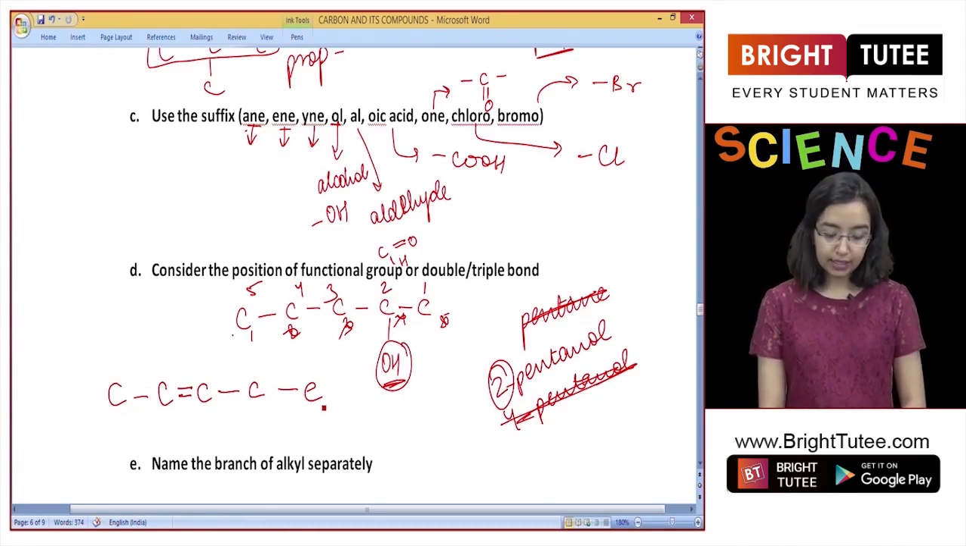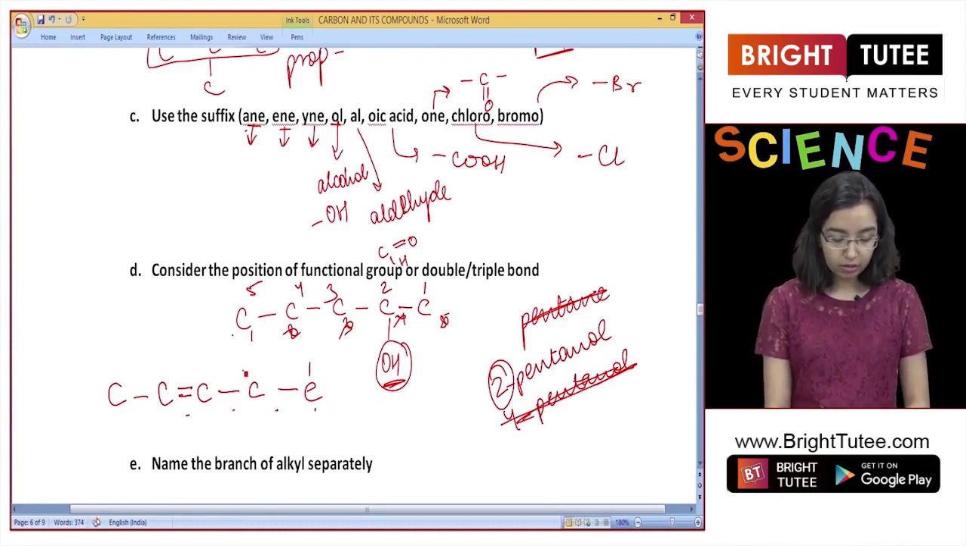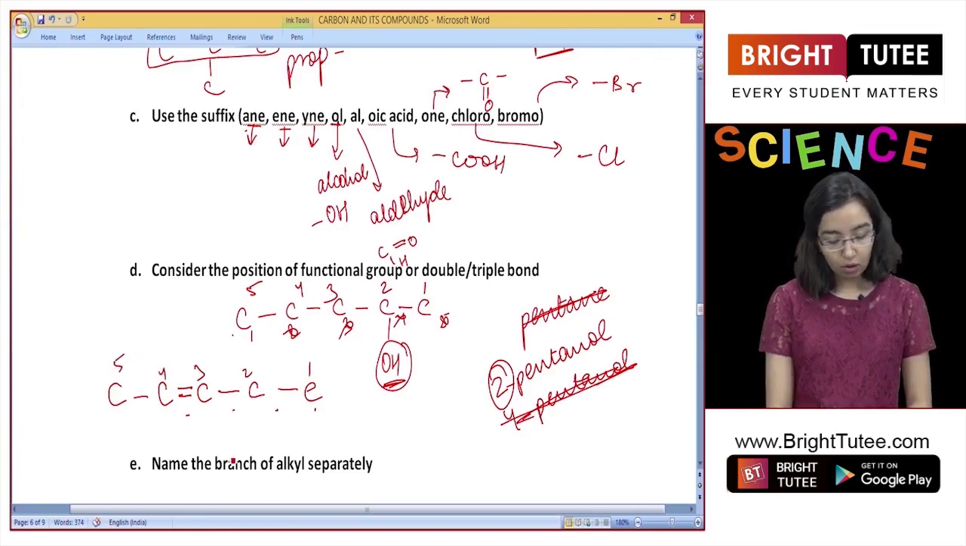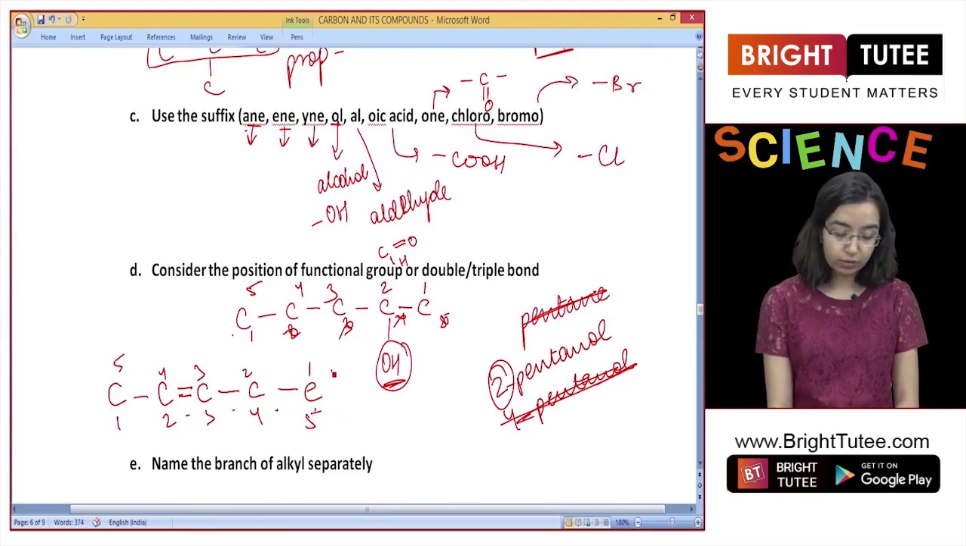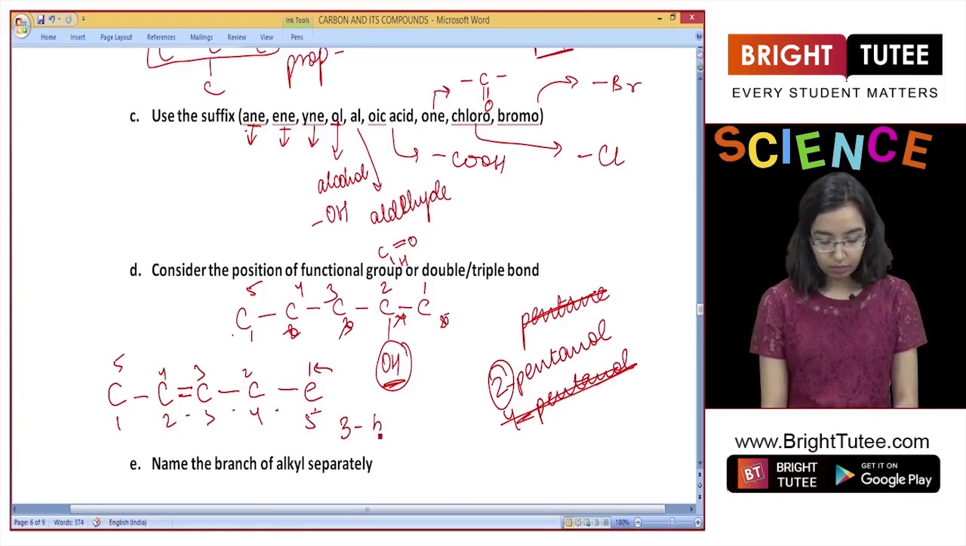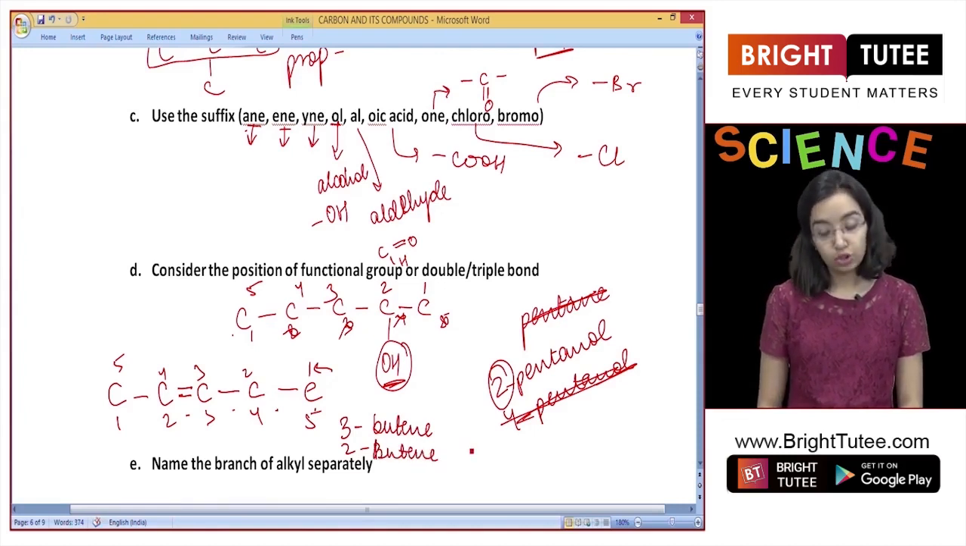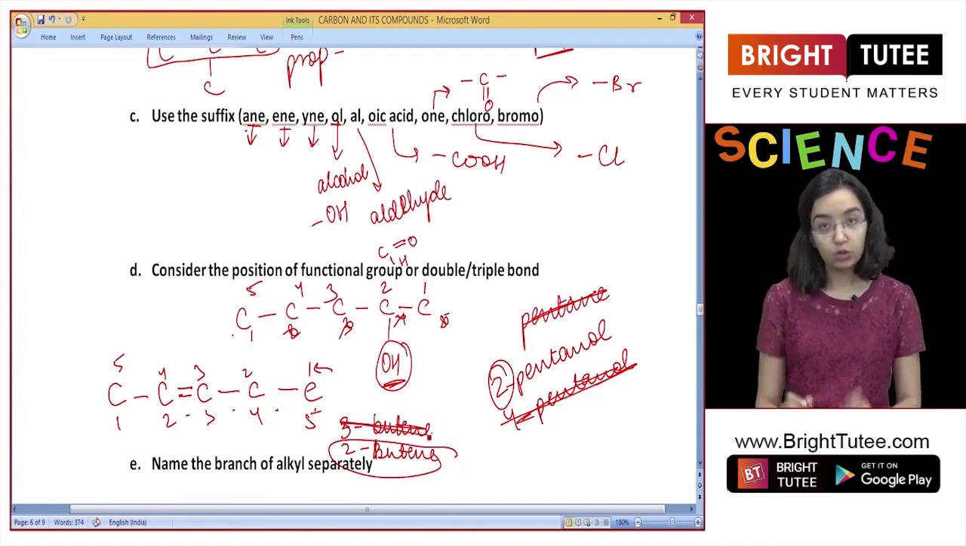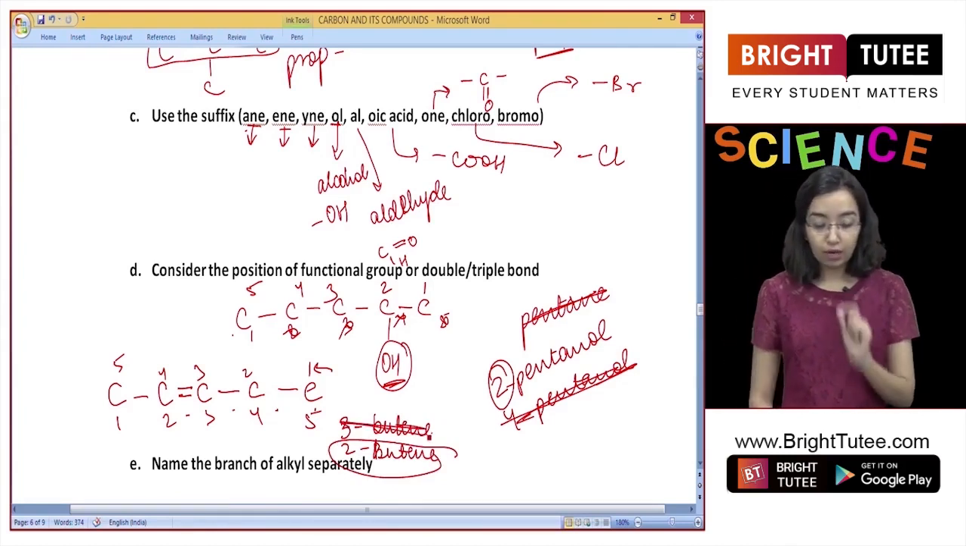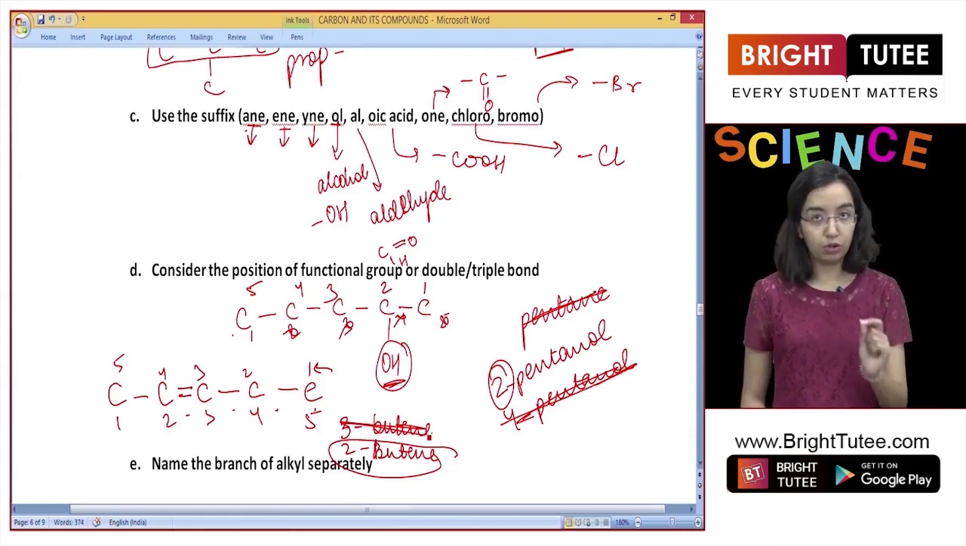So in this case, I can start naming from here, and then it will be 1, 2, 3, 4, 5. Or I can start naming from here, it will be 1, 2, 3, 4, 5. Which one will I choose? If I choose it from this side, then the double bond will be on the third. So it will be called as 3-butene, right? But if I start naming from this end, then it will be called as 2-butene. Now which do I choose? I choose the smaller one. So 3-butene is not what it will be called. It will be called as 2-butene because you have to consider the position of the functional group or the double or triple bond, and you have to reduce its numbering as much as possible.